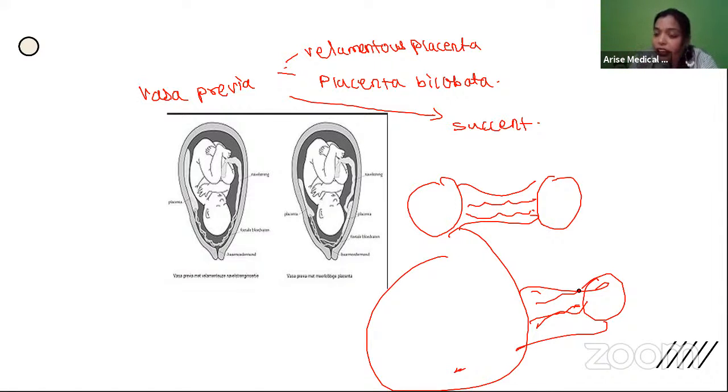You might get a clinical question that a patient comes to you and suddenly membranes rupture, and baby heart rate drops down to 50. What is your diagnosis? Vasa previa. Sudden bradycardia after membranes get ruptured, you should think of vasa previa. It can be cord prolapse also, right?